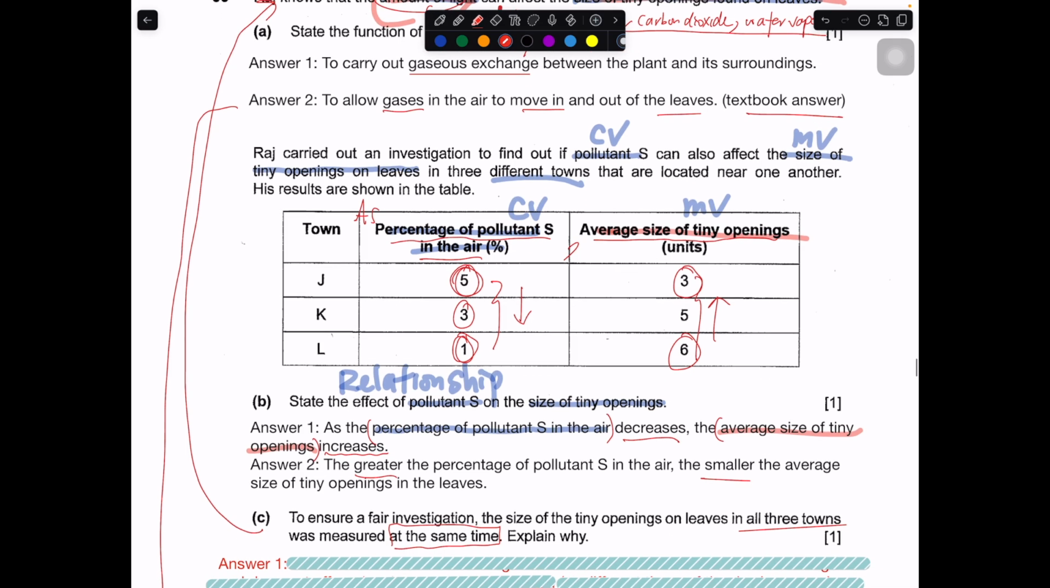So imagine if you have another row over here, amount of light, then this amount of light maybe is 10 units, 10 units, 10 units, okay, across all three towns at the same time, right? So they are all at the same time because they are very near to each other. Then from there you can make a conclusive result, because when this is kept the same, this one is changed, there is indeed observed differences in terms of the size of tiny opening.